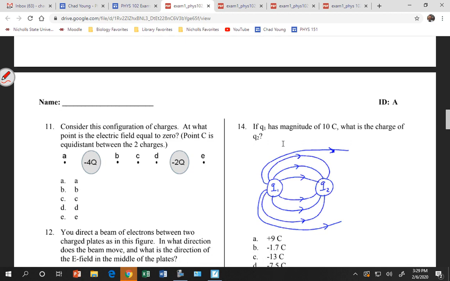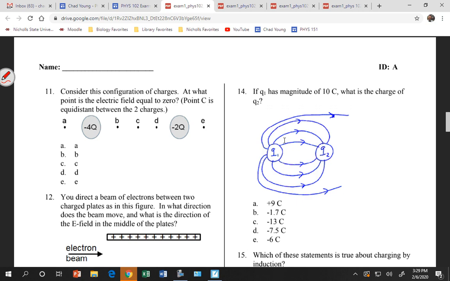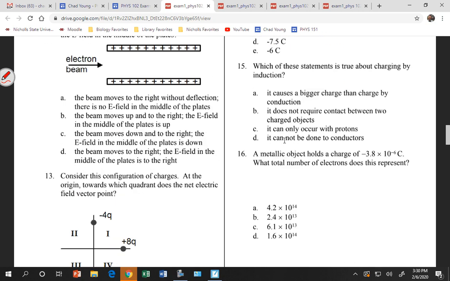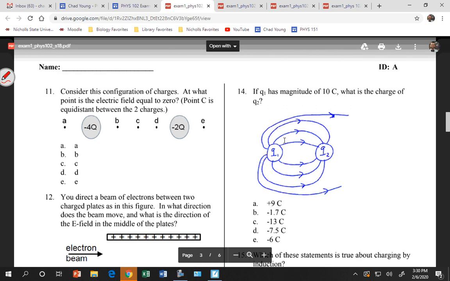Okay. Any other questions from this exam? I'm going to scroll through. Okay, so what is the charge of Q2? Q1 has a magnitude of 10 coulombs. I know it's positive 10, by the way, because the electric field lines are coming out. And then Q2 is going to have a charge that's either more or less than Q1. Less, right? It's going to be less because it has fewer lines going into it. And it's also going to be negative. So I can get rid of that, and I can get rid of that.